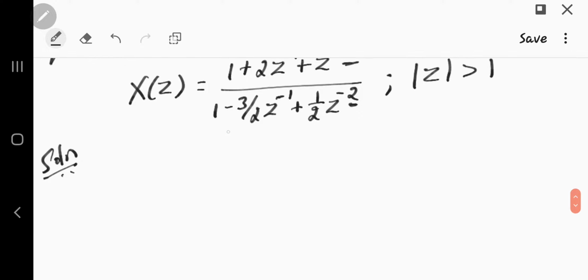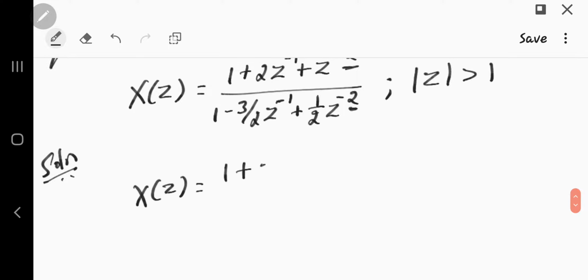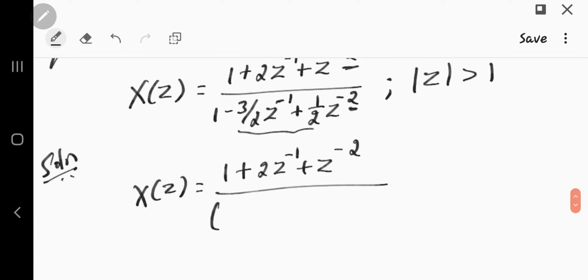And before going to that, if you observe the denominator, we have to take the factors for that. Now taking the factors, you will get X(z) is equal to (1 plus 2z inverse plus z to the power of minus 2) divided by, now the factors for this denominator are (1 minus 1 by 2 z inverse) and (1 minus z inverse).